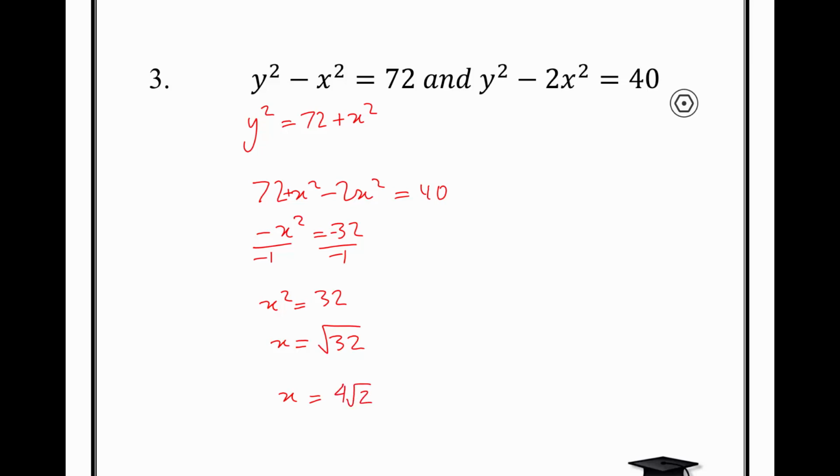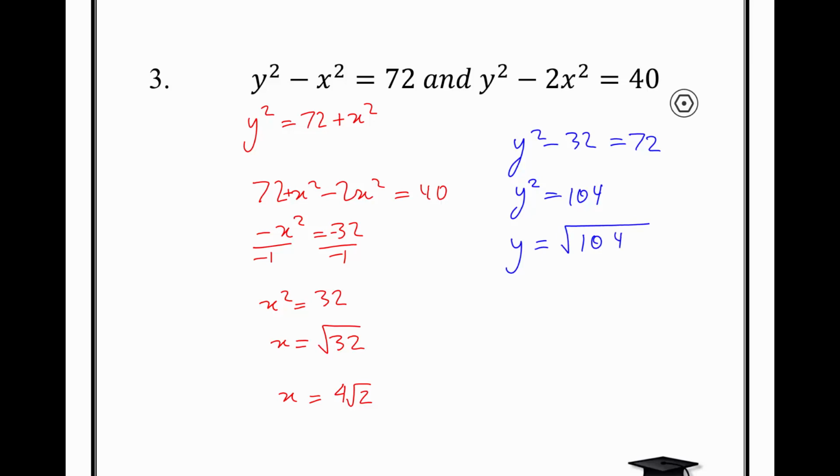Now looking at the first equation again, let's just substitute x back into it, but let's take x squared is equal to 32. This is so that we can simply substitute it in and we don't have to square anything again. So from the first one, y squared minus 32 is equal to 72. Y squared is equal to 104, and y is equal to the square root of 104.